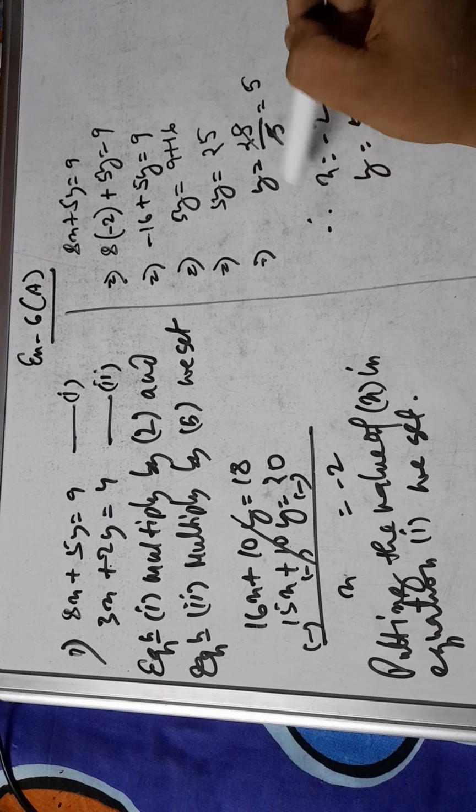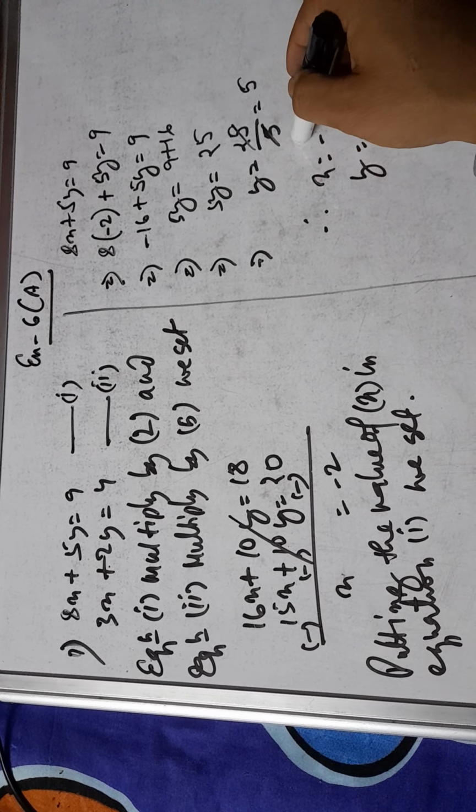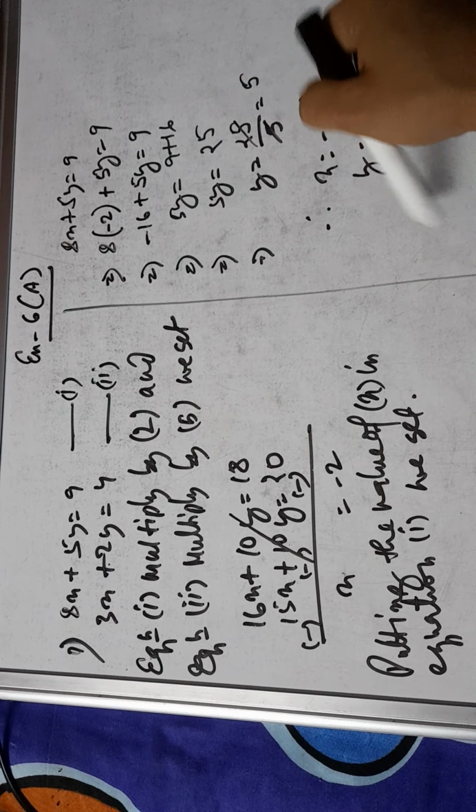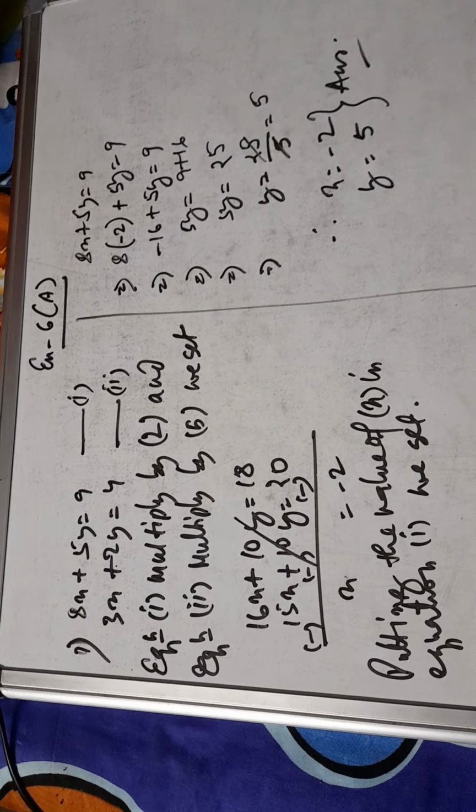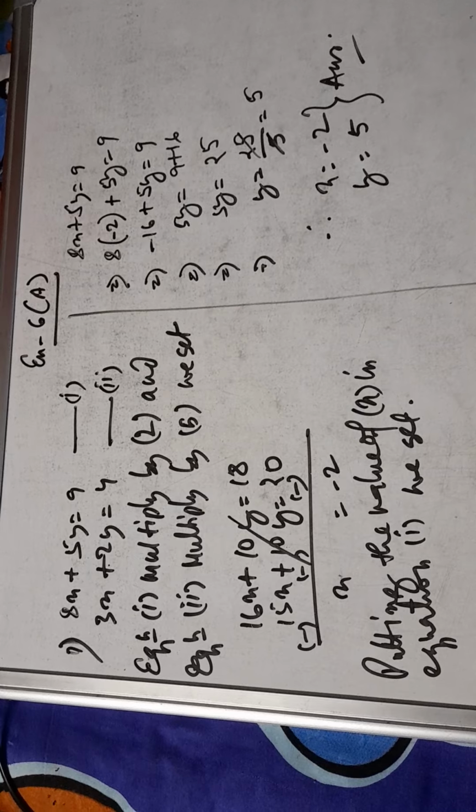5y equals 25, so y equals 25 by 5, equals 5. So x equals minus 2 and y equals 5. This is how you solve these equations.